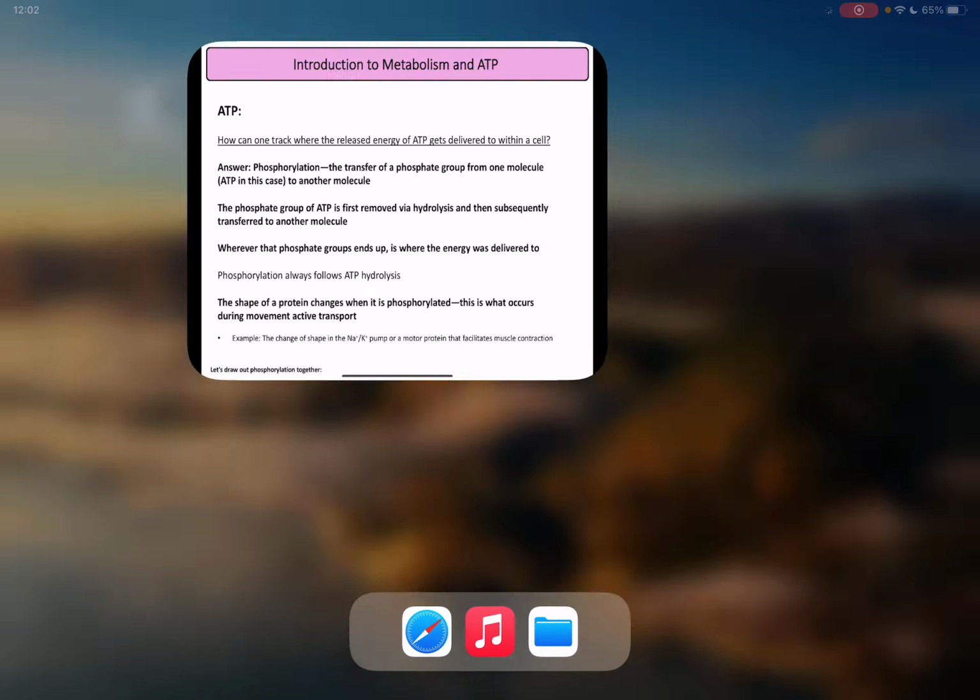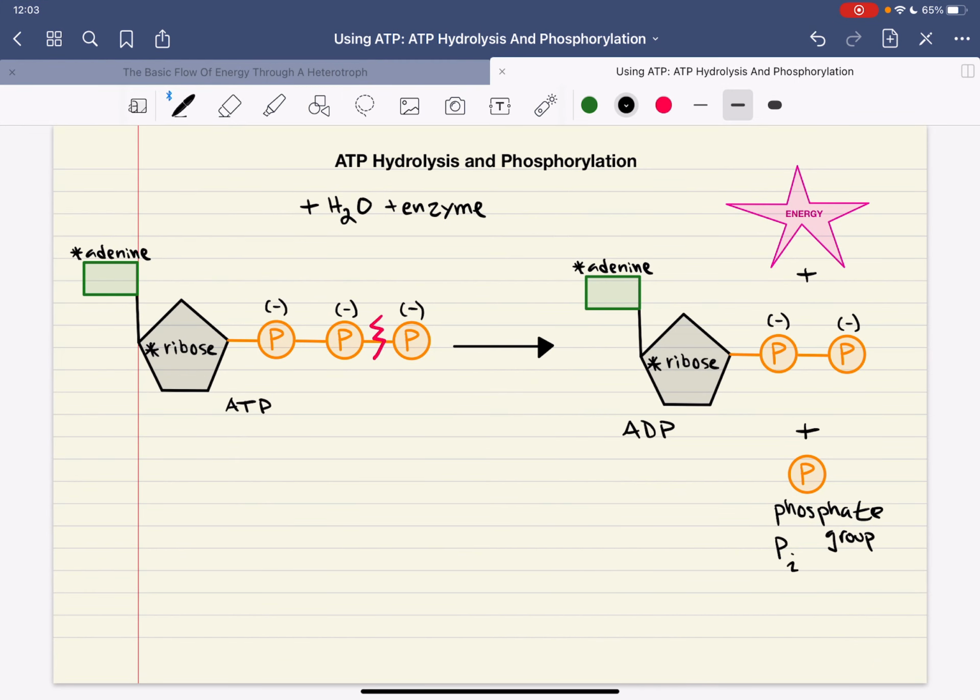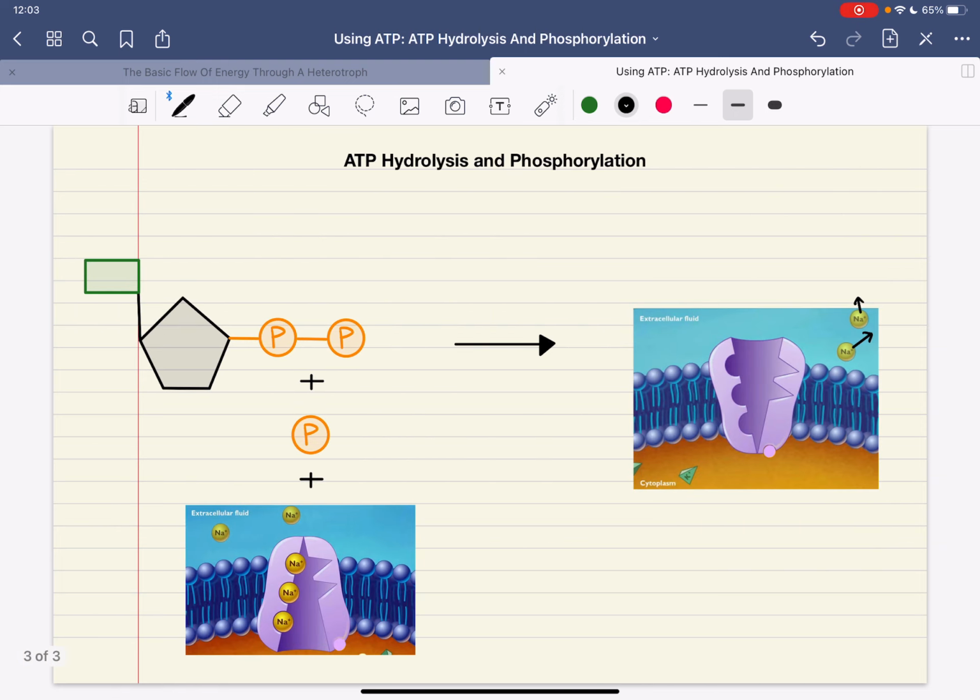So let's draw this together. Again, phosphorylation always follows ATP hydrolysis, so we're going to take this illustration and just slide it over. So here are the products from our previous drawing.